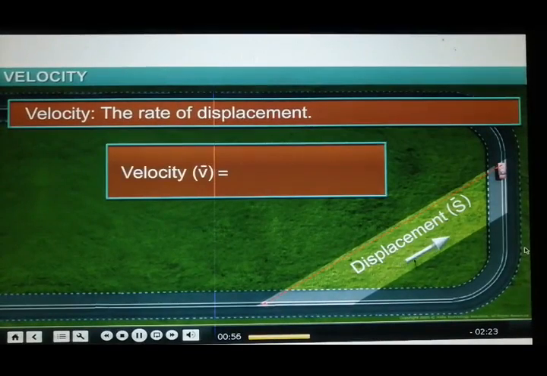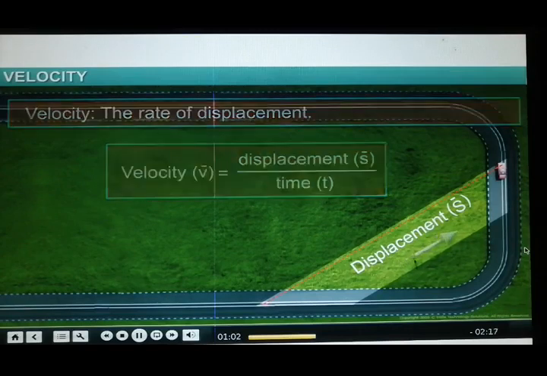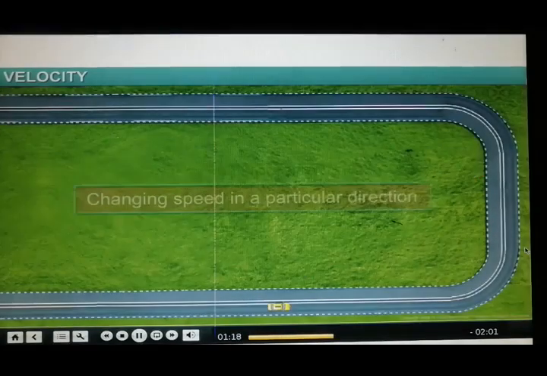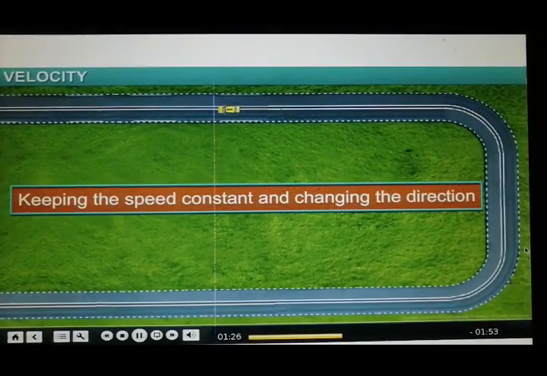Velocity is calculated as the ratio of displacement of the object to the time interval taken for that displacement. Velocity is measured as meter per second in the SI system and centimeter per second in other units. Similar to speed, velocity is also measured in kilometers per hour. Velocity of an object can change by either changing its speed in a particular direction or by keeping the speed constant and changing the direction. When the yellow car takes a turn and moves ahead, its velocity becomes variable.